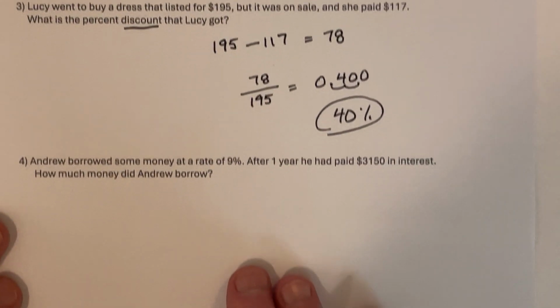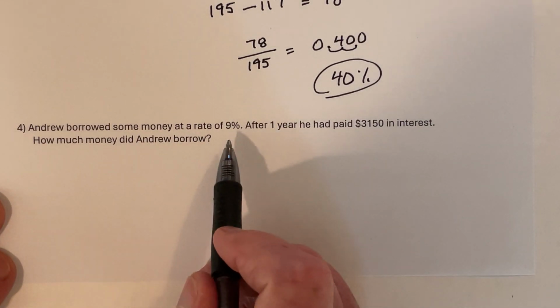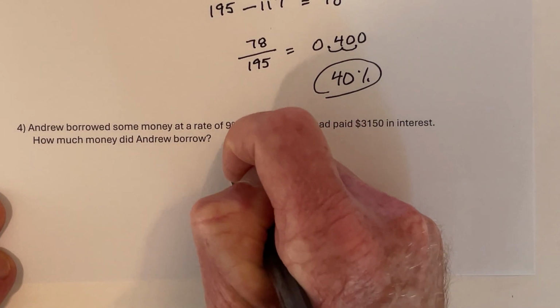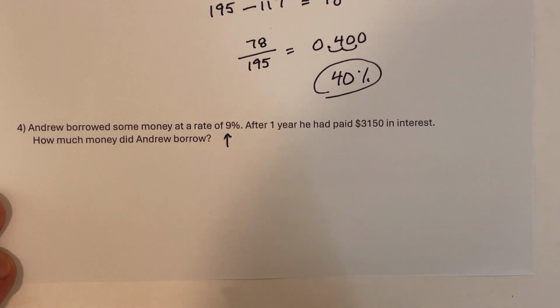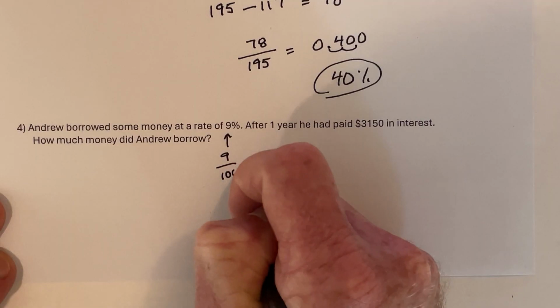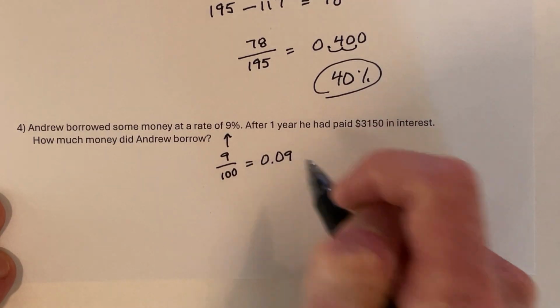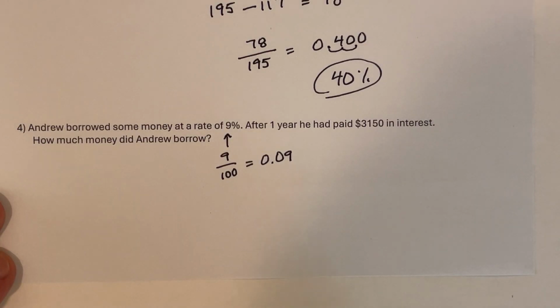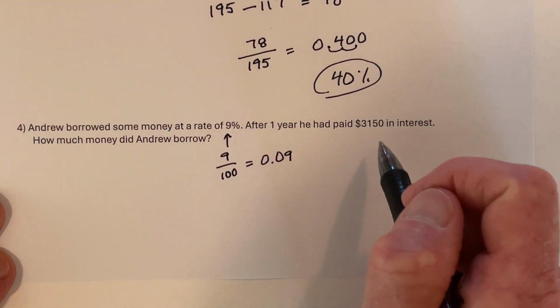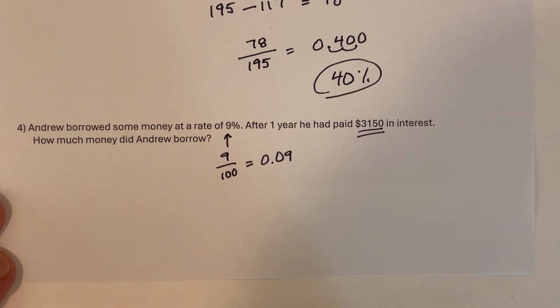And for the last one, so Andrew borrowed some money at a rate of 9%. So the first thing is to change this to a decimal form. 9 divided by 100 is going to be 0.09. And then we're going to do just a tiny bit of algebra, because the amount of interest that he paid was $31.50 for the year.